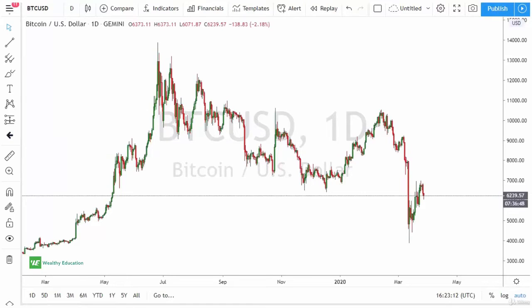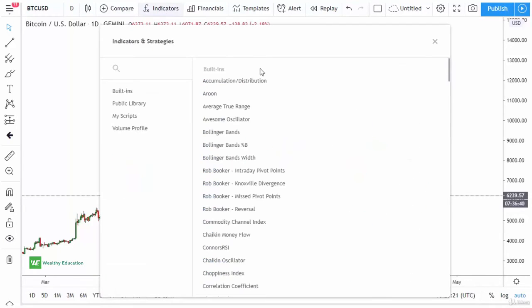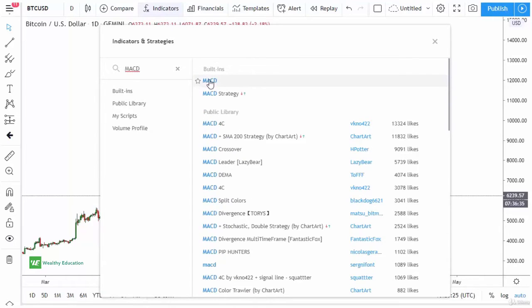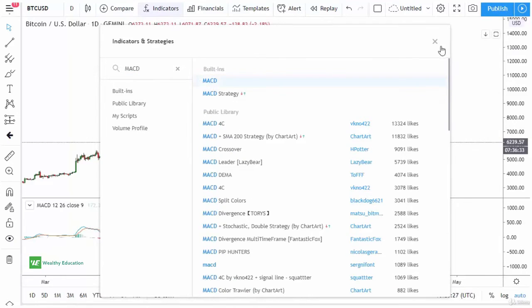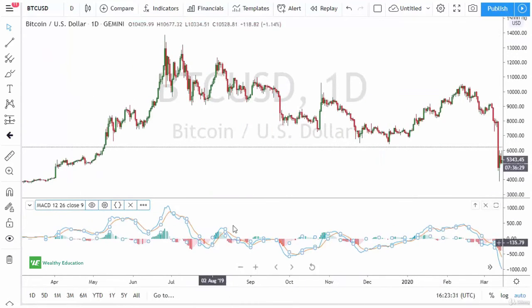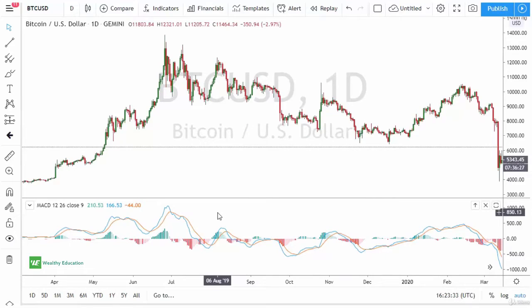Moving average convergence divergence, or MACD indicator. The first thing we'll do is put that on the chart. So let's go ahead and click on indicators, type in MACD, and it'll come up. Make sure you click MACD and not MACD strategy. And you can see it opens up a separate window underneath, and there's a histogram and a couple of moving averages.